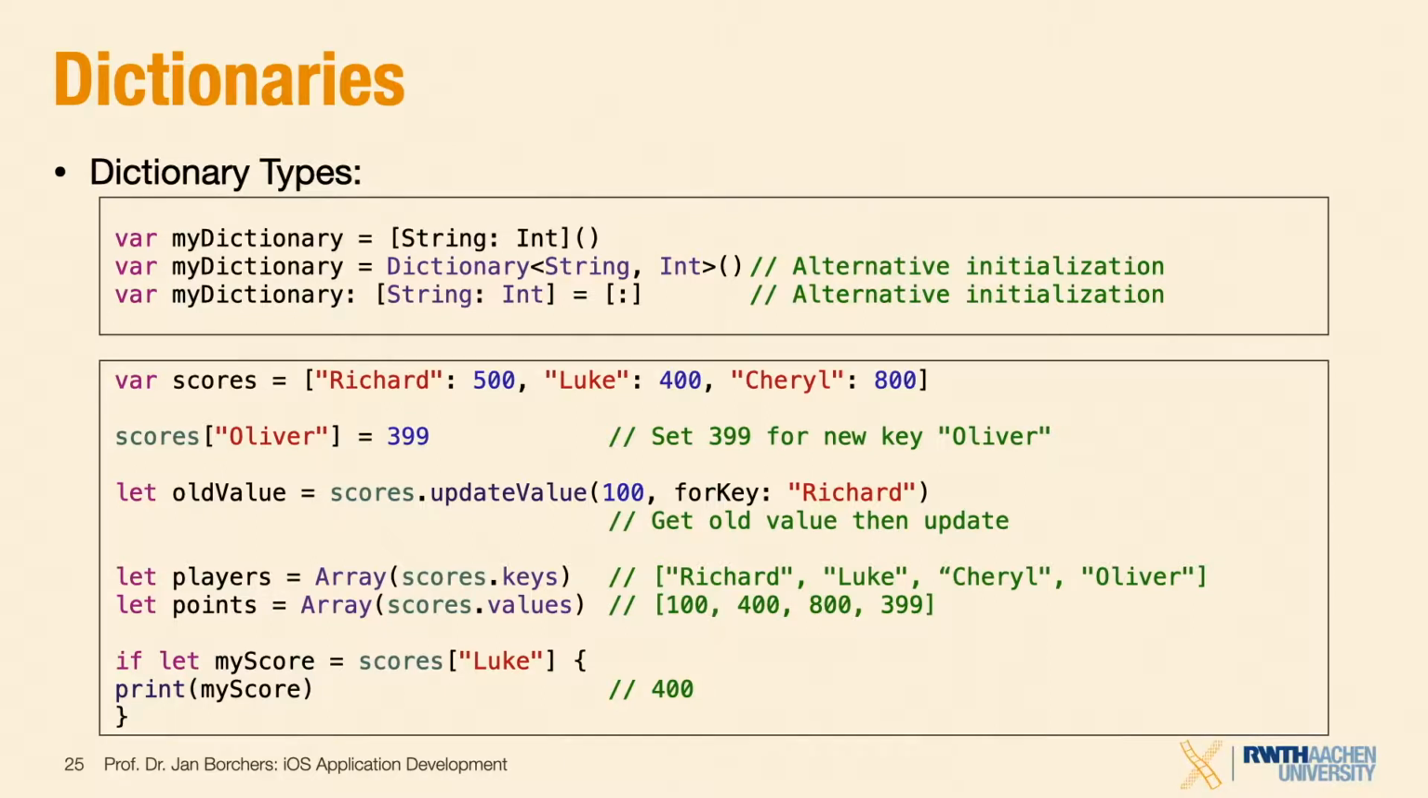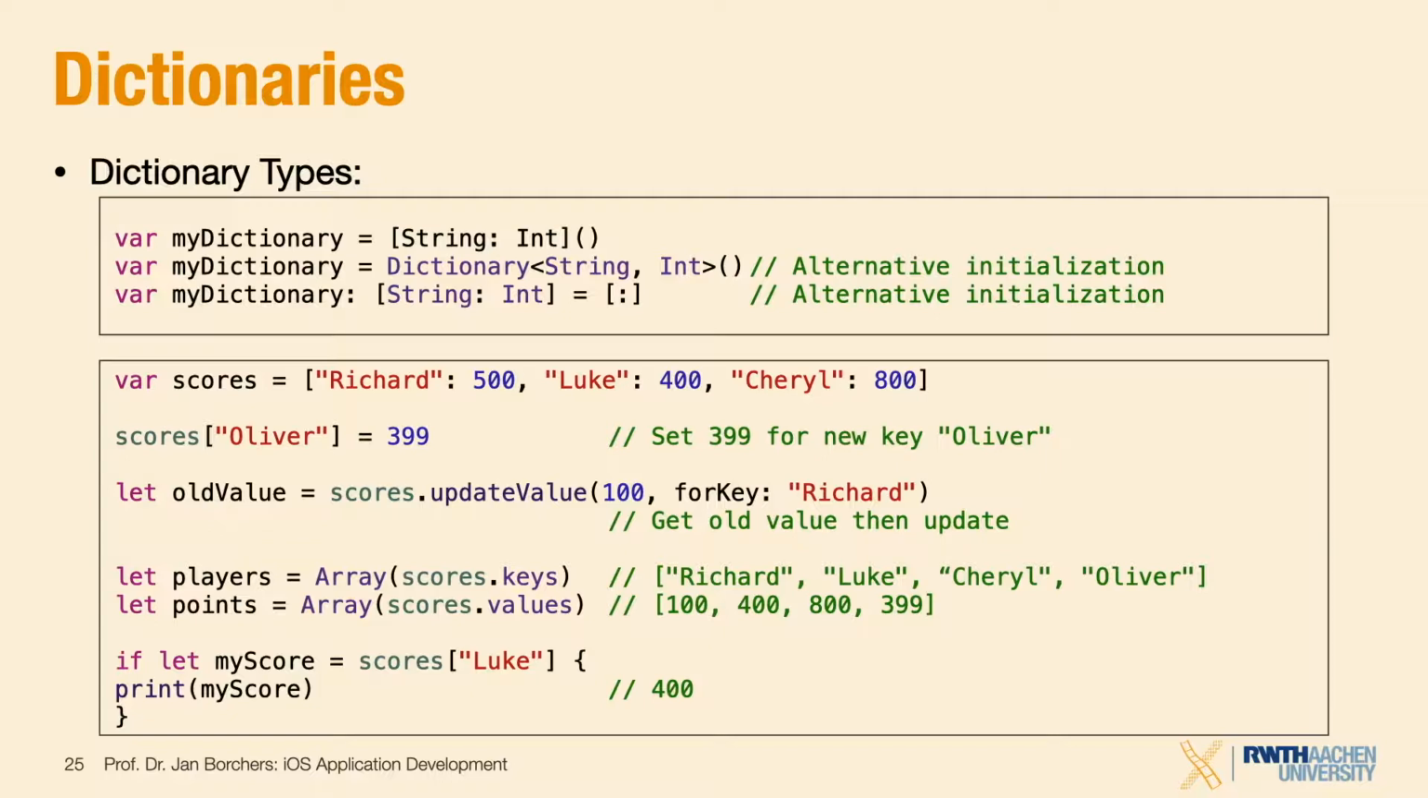We can then, and this is interesting, we can then go in and just kind of like we did with the array, we can use the name of the dictionary and the name of a key that exists in the dictionary and make that the left-hand side of an assignment, right? So we can set the value for key Oliver to 399. And since that key doesn't exist yet, that means we are actually adding it, right? So we're adding a new key Oliver and a value 399. So that's kind of like appending something to the dictionary.